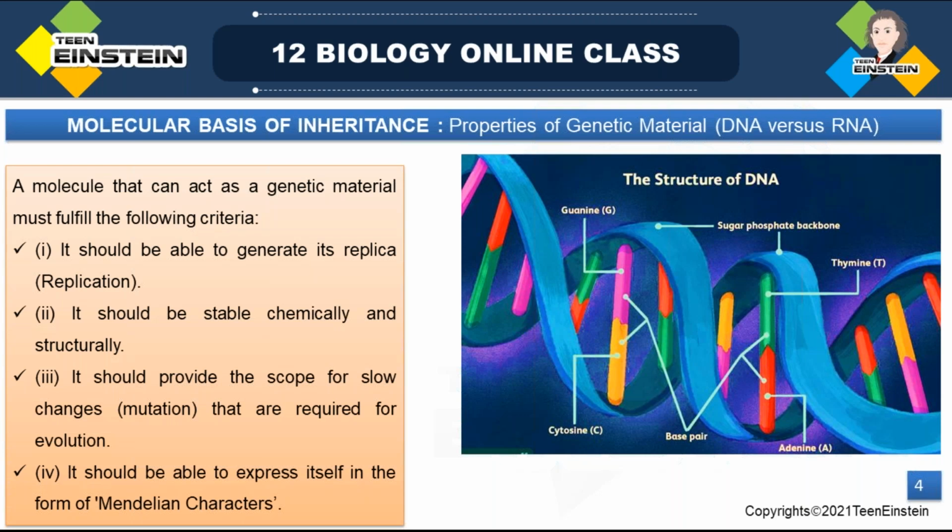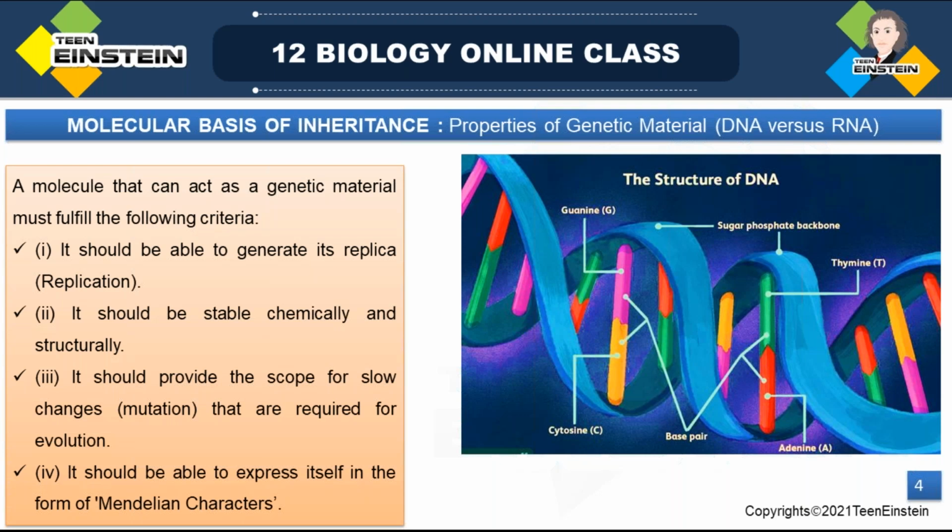generate its replica. It should be able to form a copy or replica. So the genetic material should be able to generate its own kind. That means the process of replication. That is the main thing. The process of replication is what they mean here. Both nucleic acids, DNA and RNA, have the ability or capacity to do duplication or replication, to form the copy.